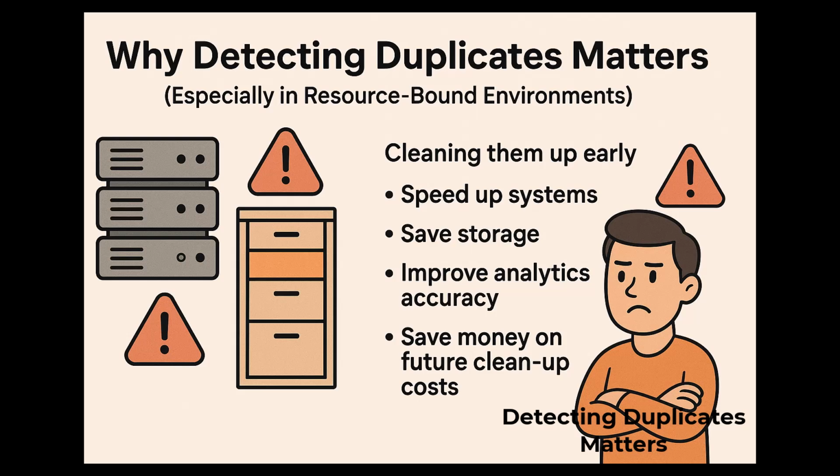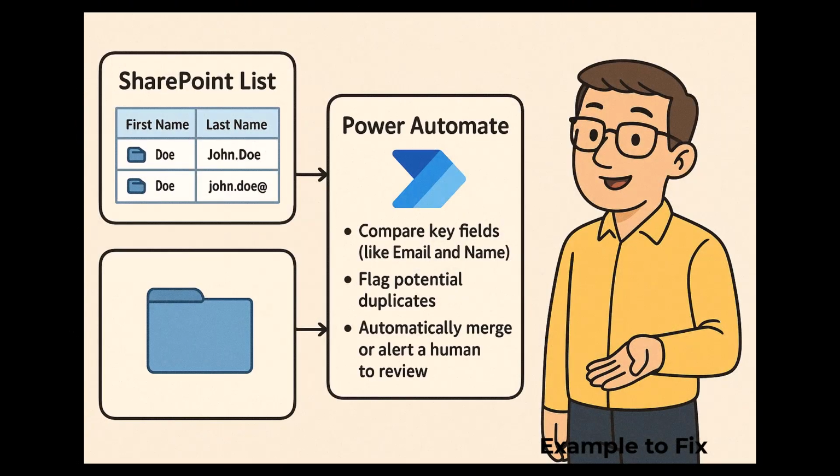And take it from one who has experience with extremely large data sets. This is a very difficult process to clean up bad data, and it takes a ton of time. So this is a high impact, low cost win for your data governance strategy. So detecting these duplicates really does matter. So how can we actually fix this?